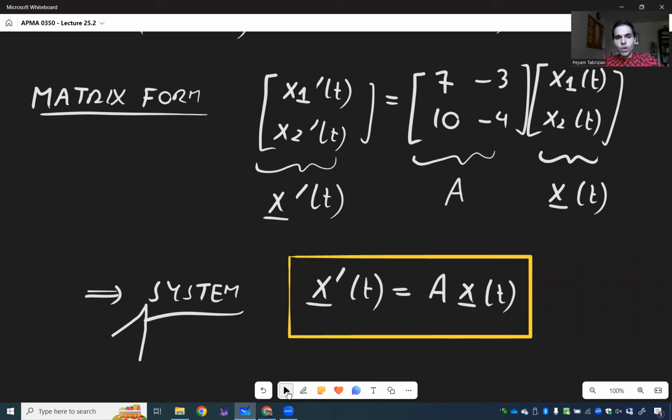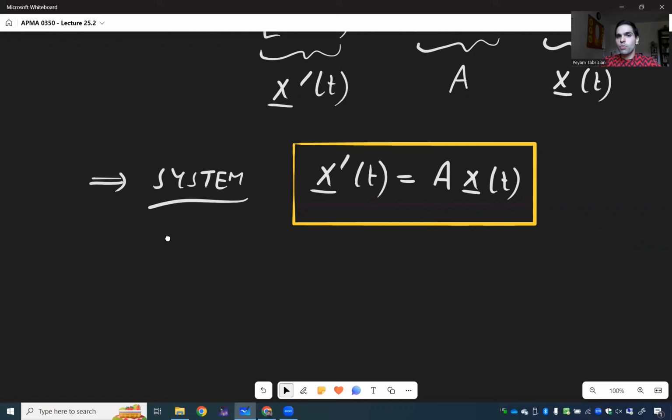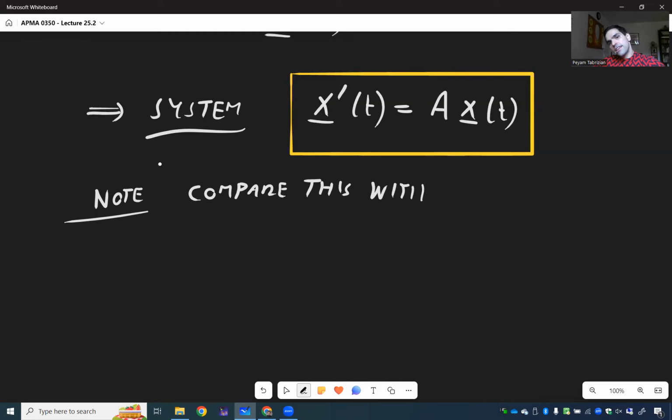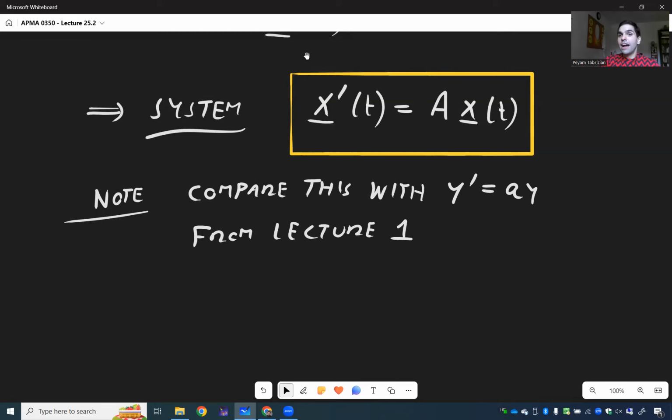But I do want to mention one little thing, because here we have x prime equals Ax. I want you to compare this with the basic ODE we had from lecture 1. So compare this with y prime equals ay, not ai, ay, from lecture 1. In fact, this is really the analog of y prime equals ay, but for systems.